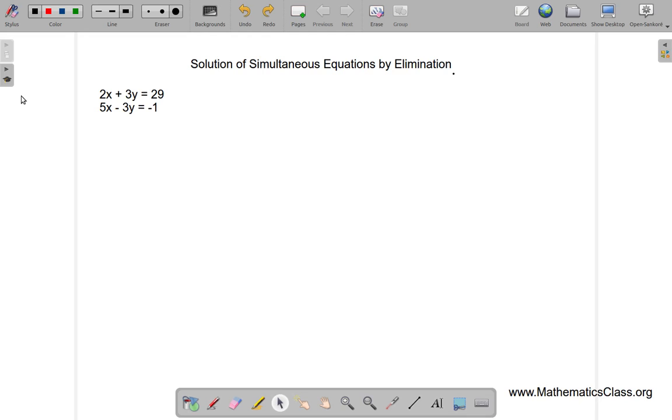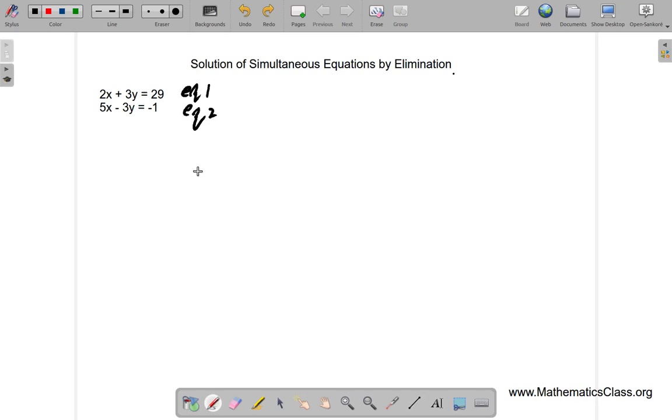Let's solve another pair of simultaneous equations by using the method of elimination. We have 2x plus 3y equals 29 and 5x minus 3y equals -1. Let's call this equation 1 and this equation 2. Alright.